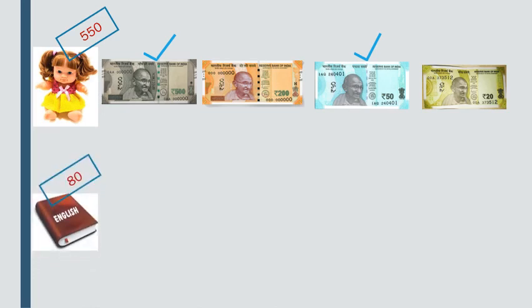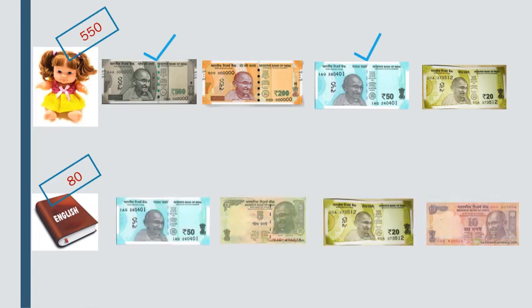Suppose the cost of English book is 80 rupees and you have 1 50 rupees, 1 5 rupees, 1 20 rupees and 1 10 rupees. Now choose the correct one. 50 rupees, 20 rupees and 10 rupees. 50 plus 20 plus 10 is equal to 80 rupees.